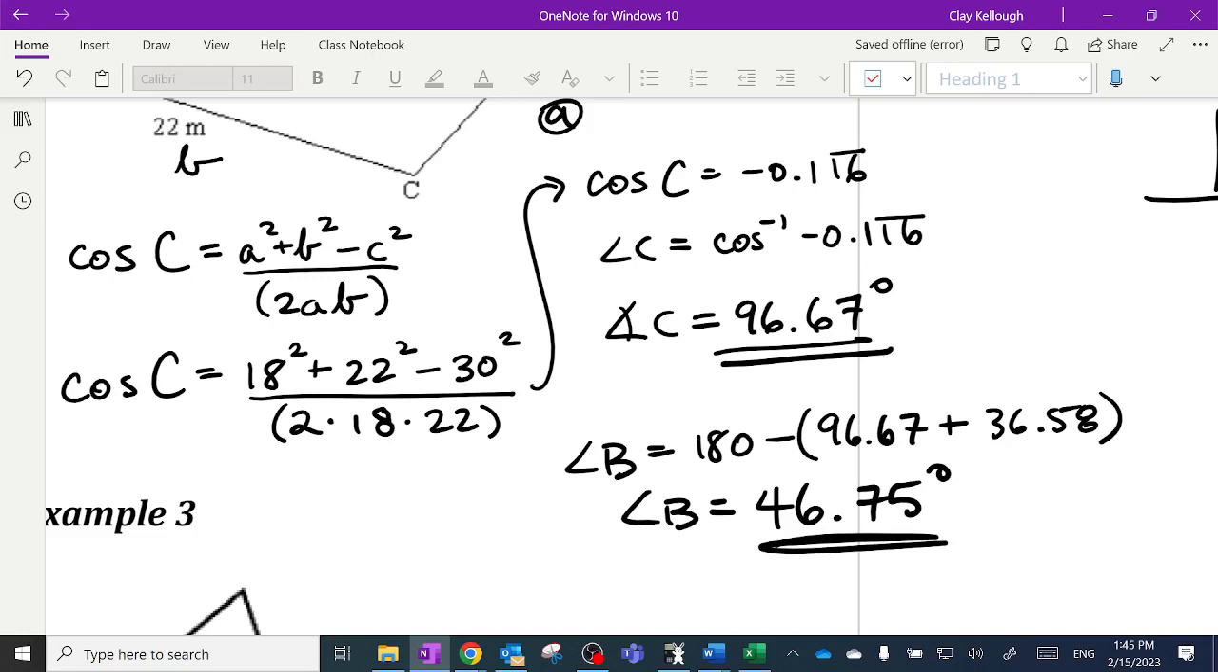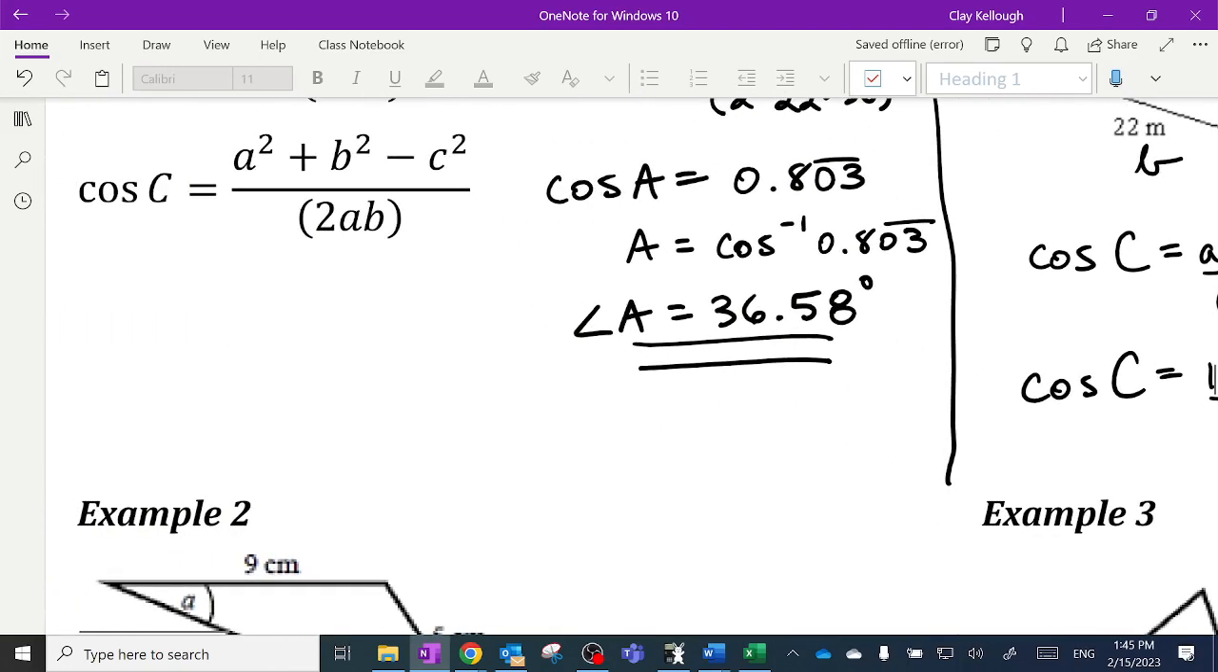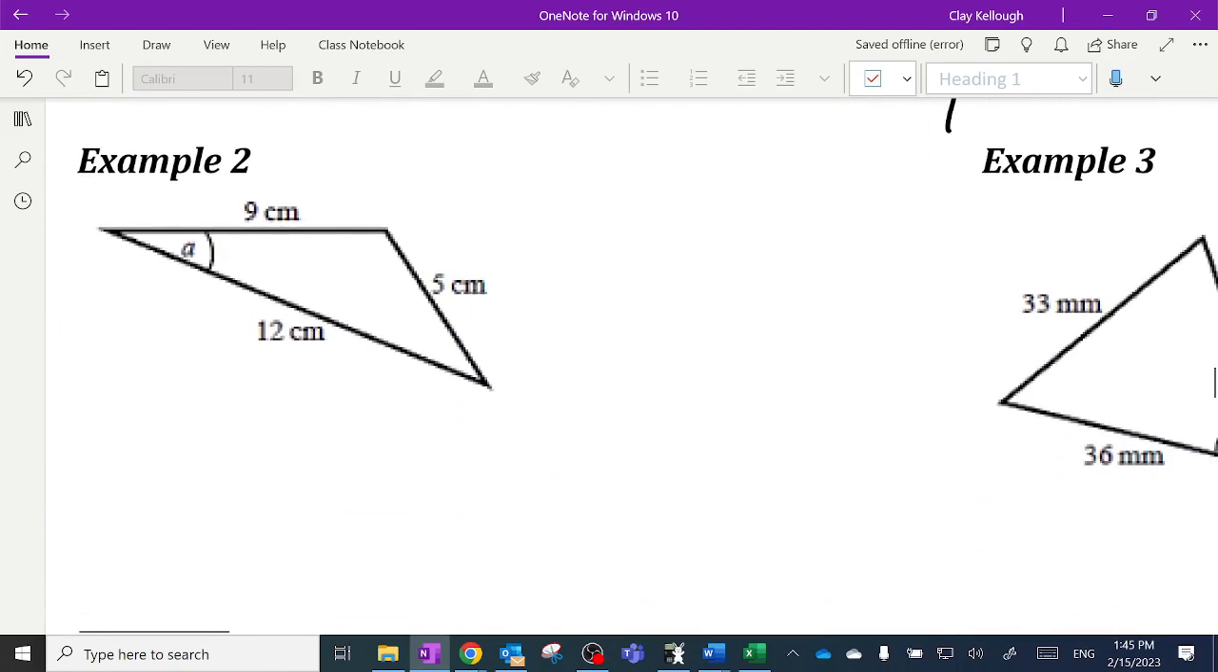There. Triangle solved. All three angles in the house. All right. For the next two examples, they only want us to find one angle, a specific angle. I'll do example 2 with you, and then you're going to try example 3 on your own. So here's example 2. I would like angle A, please.